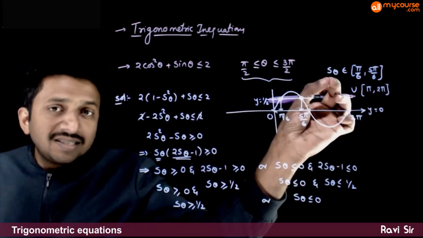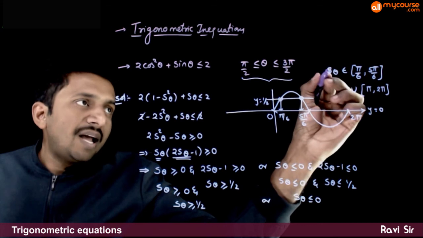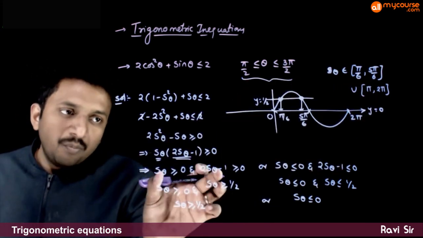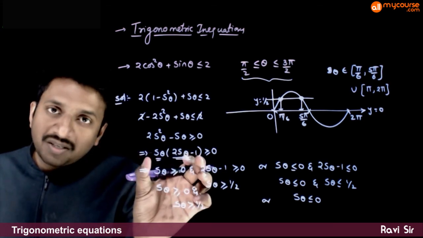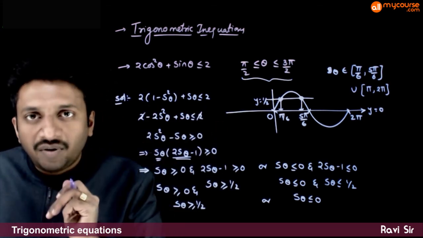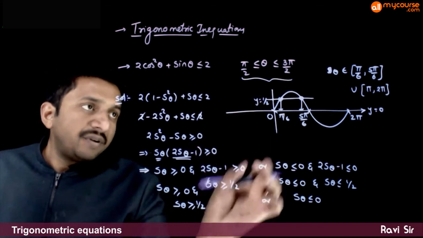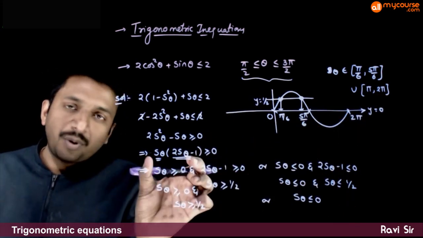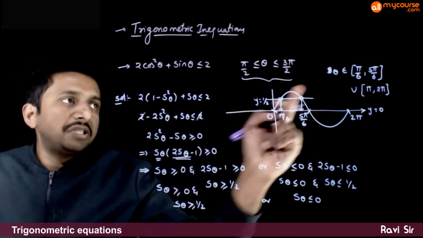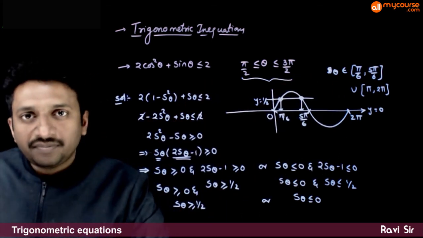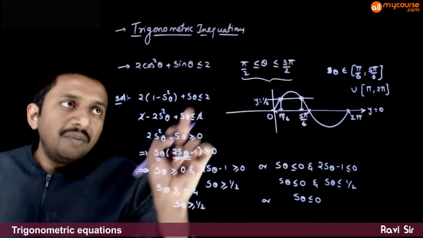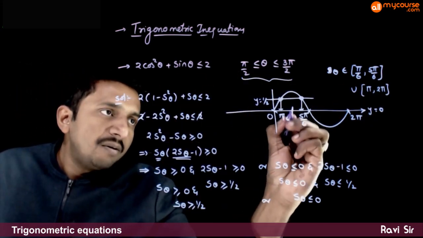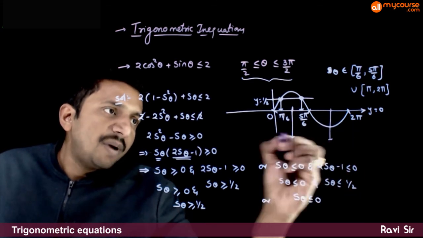If theta belongs to pi by 6 to 5 pi by 6, both of these quantities will be positive and effectively the product is greater than or equal to 0. If theta belongs to pi to 2 pi, both of these will be negative, hence the product will be positive. So the solution is either this or this. I want the solution between pi by 2 to 3 pi by 2.